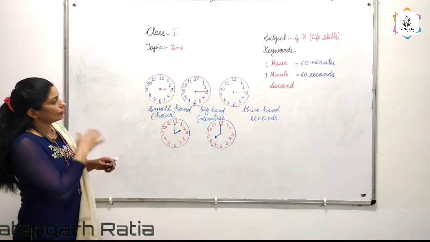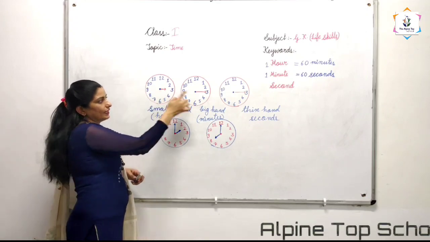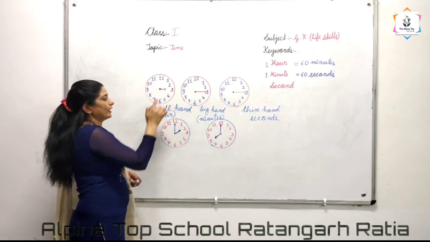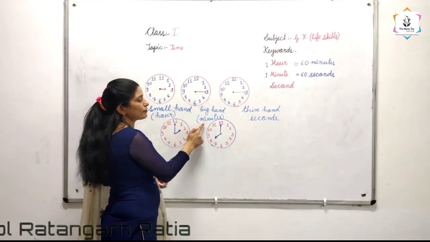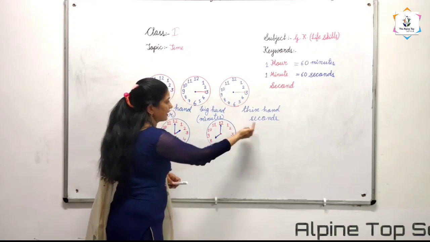So we have learned this is the small hand, big hand, and this is the thin hand. Small hand is used to measure hour. Big hand is used to measure minutes. And thin hand is used to measure seconds.